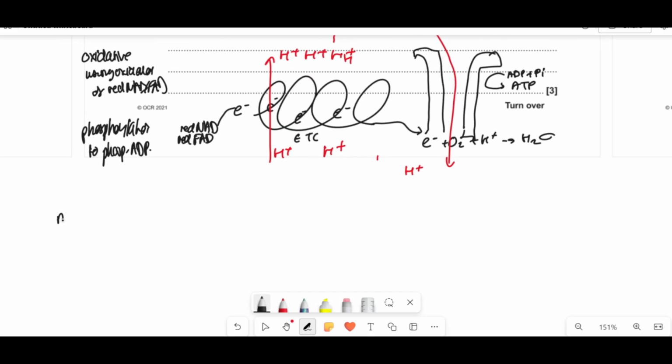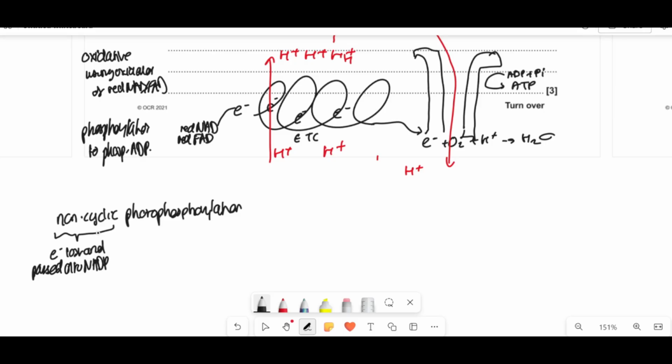In the same sense, just real quick, non-cyclic photophosphorylation, right? The words have meanings. They actually are relevant. Non-cyclic means that this electron is lost and passed on to NADP. This is in plants, right? It's not cyclic, it's not returned. Photo is using light, and phosphorylation is to, again, phosphorylate something. The whole point of the light-dependent reaction is to make ATP and reduced NADP. So in that case, we're phosphorylating ADP to become ATP.